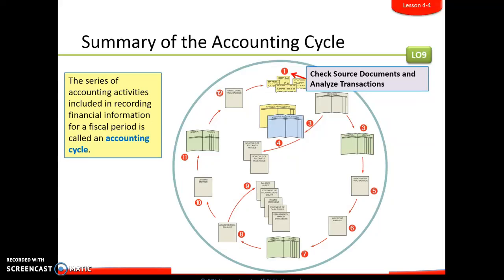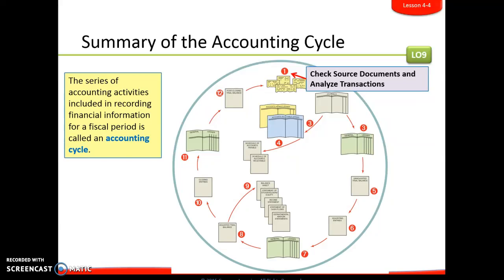Okay, here's our accounting cycle. We need to know our accounting cycle, and we've gone through this before in Accounting 1. The accounting cycle is the series of accounting activities included in recording financial information for a fiscal period. So this goes through a whole fiscal period.